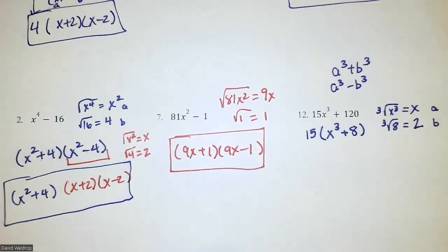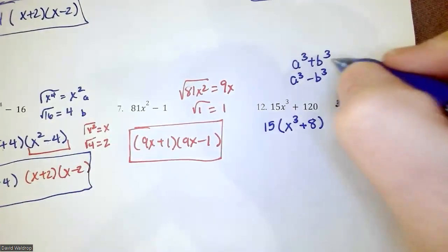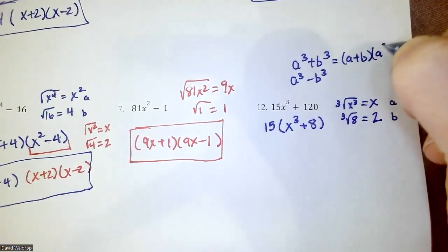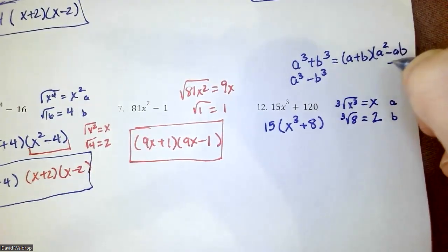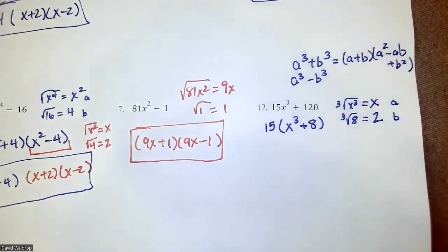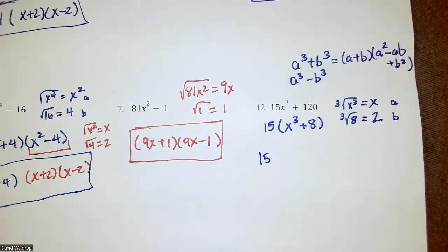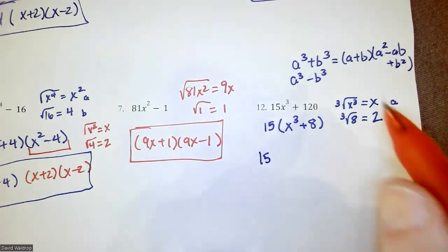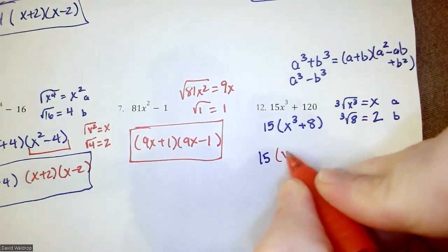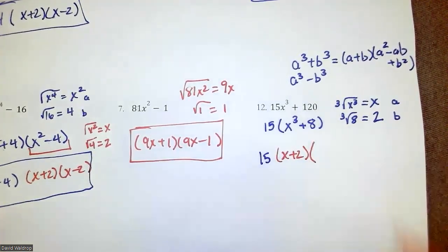Okay, so this is a sum of cubes. So according to this formula, it's A plus B. Take the A squared minus A times B and then add the B squared. All right, so I'm going to show you how to use this formula. So here's the 15. All right. So this one says take x plus that 2. So I'm going to take the x plus the 2. That's the first parenthesis.